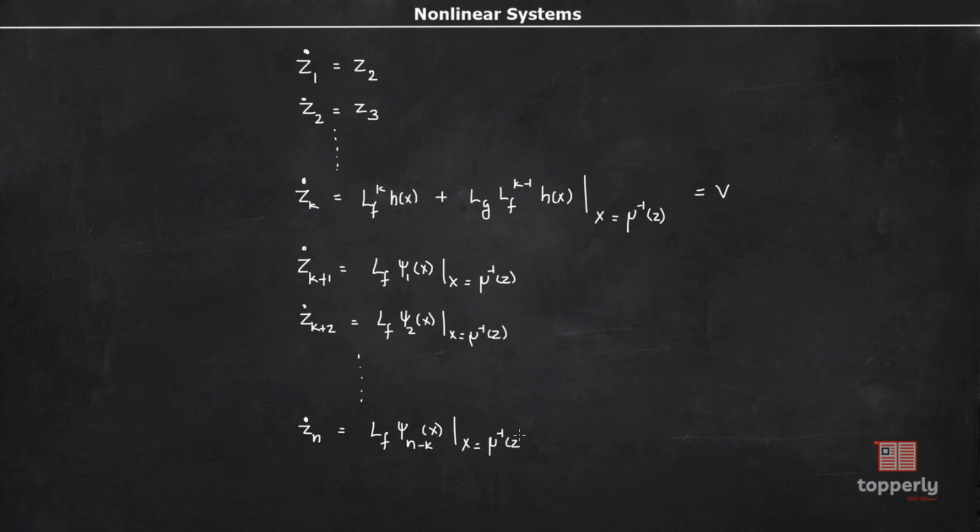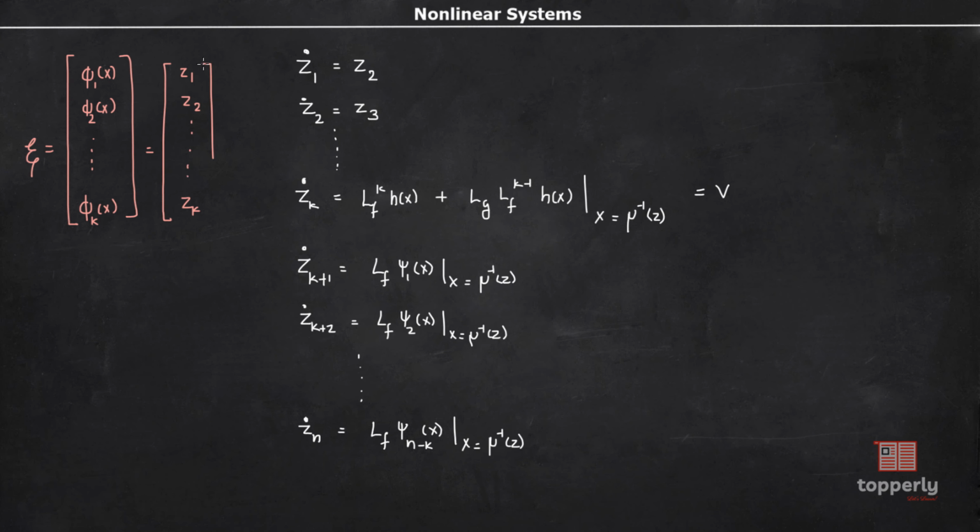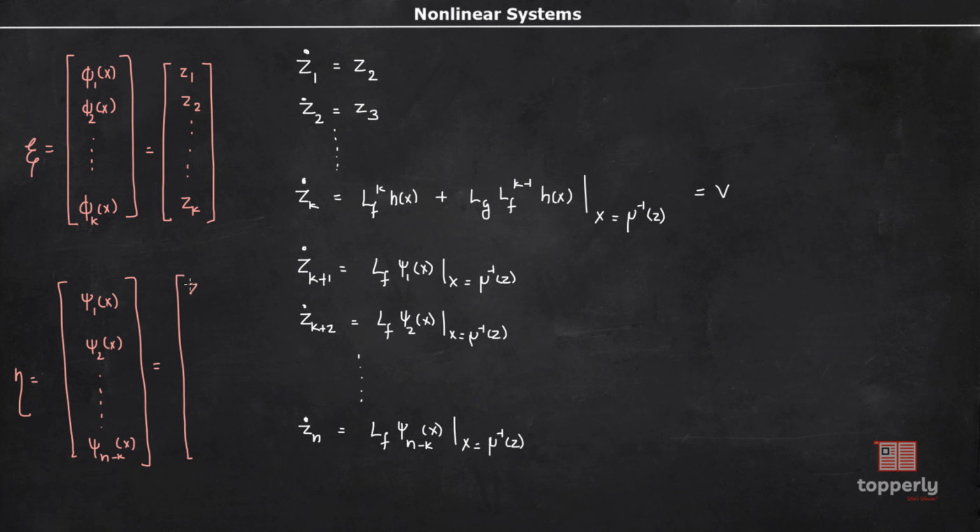etc. to Zn dot is equal to L_f psi_{n−k} of x, where x is equal to mu inverse of z. If I define theta is equal to phi_1 of x, phi_2 of x, etc. to phi_k of x, and this will be equal to z1, z2, etc. to zk, and eta is equal to psi_1 of x, psi_2 of x, etc. to psi_{n−k} of x, which will be equal to Z_{k+1}, Z_{k+2}, etc. to Zn.